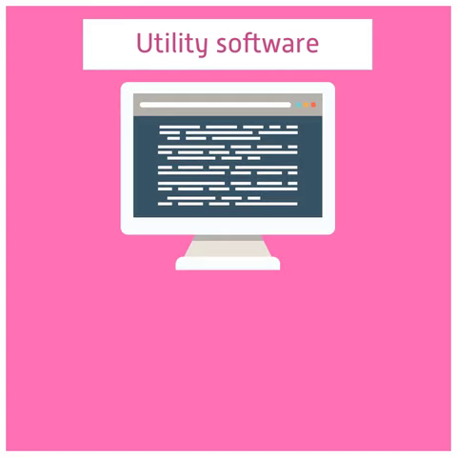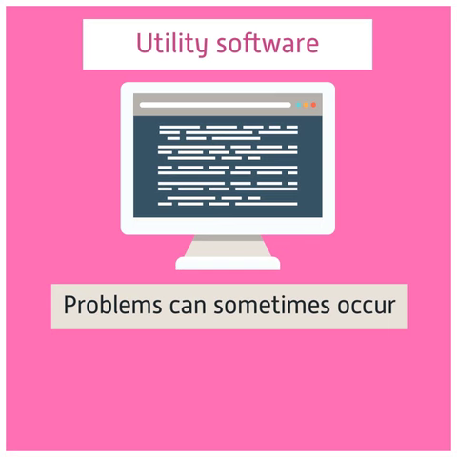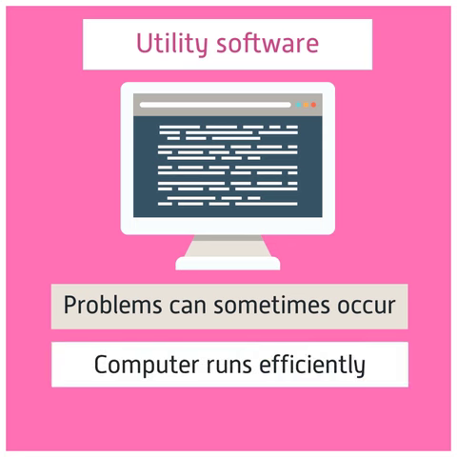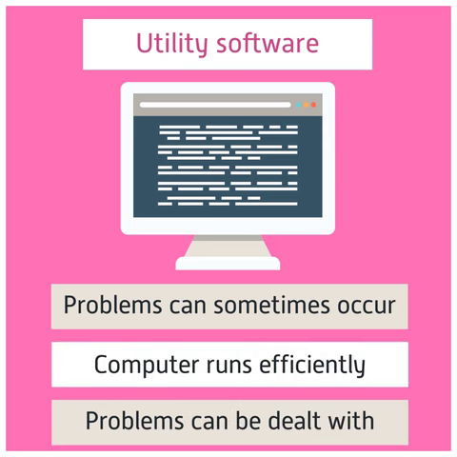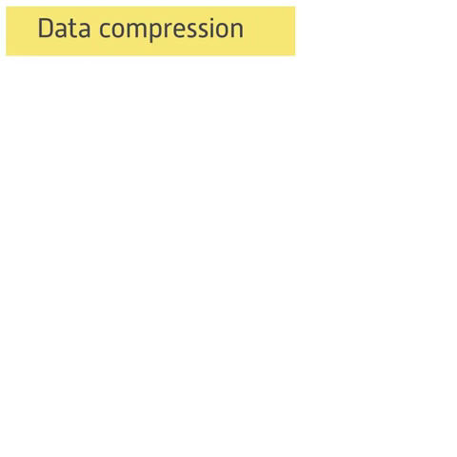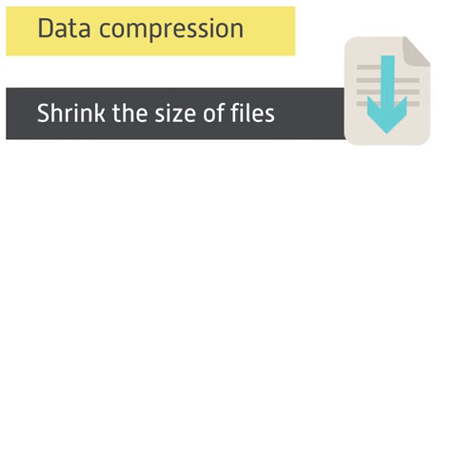The term utility software describes a range of programs that often run in the background to maintain the performance of the computer. Given the complexity of computer hardware and software, problems can sometimes occur. The role of utility software is to ensure that the computer runs efficiently and that problems, when they do occur, can be dealt with.